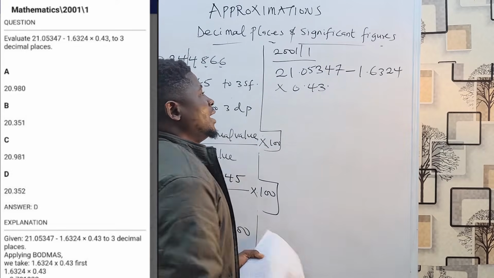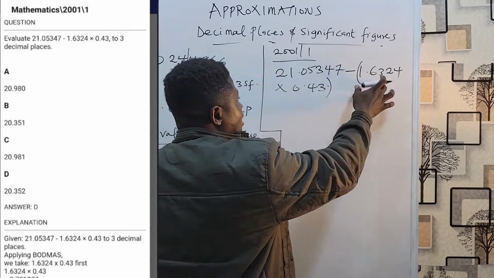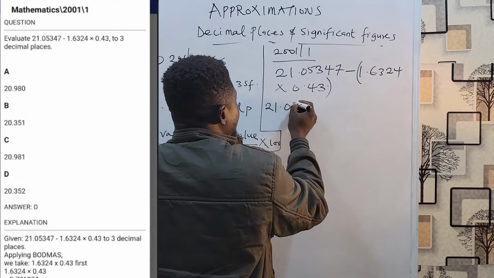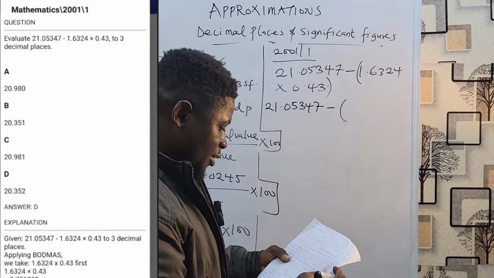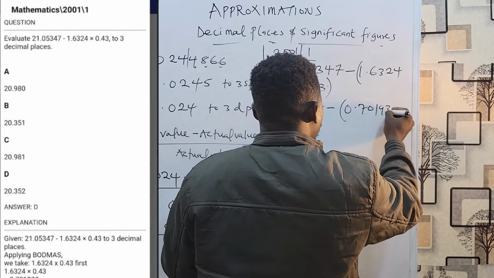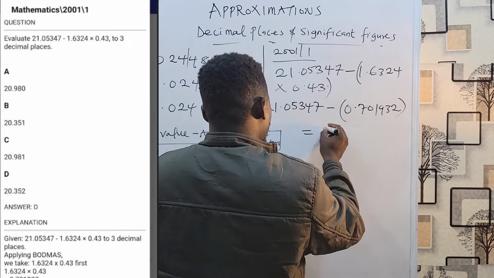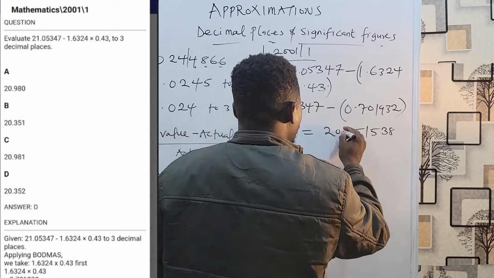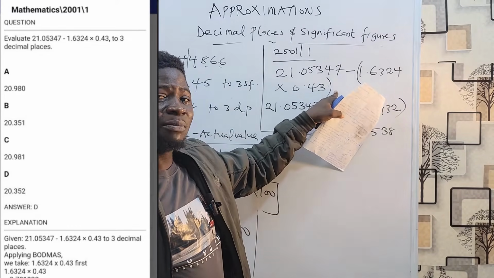Our BODMAS will come to play. That means we need to do this multiplication first, before we go to subtraction. So our answer here is 21.05347 minus, multiply these two. What are you going to get? I'm going to get 0.701932 if you multiply these two together. So now if you subtract, our answer will be 20.351538. Now, this is our final result after simplifying this.